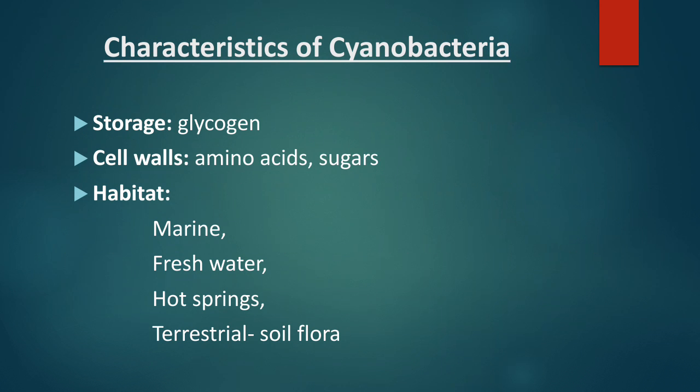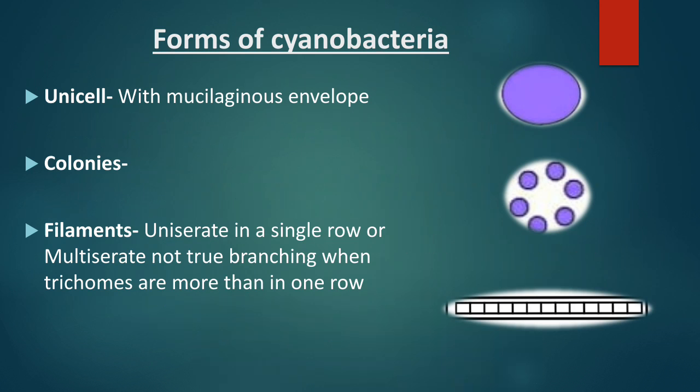Characteristics of cyanobacteria: storage, glycogen; cell wall, amino acids and sugars. Habitat: marine, freshwater, hot springs, terrestrial soil, flora. Forms of cyanobacteria: unicells with mucilaginous envelope, colonies, filaments, uniseriate in a single row or multiseriate, with false branching when trichomes are in more than one row.